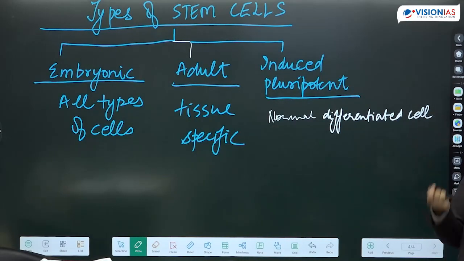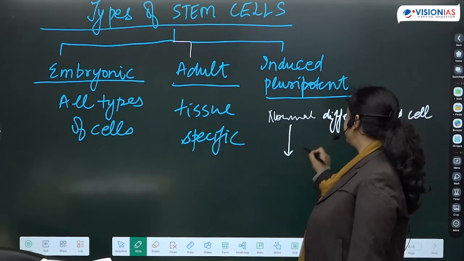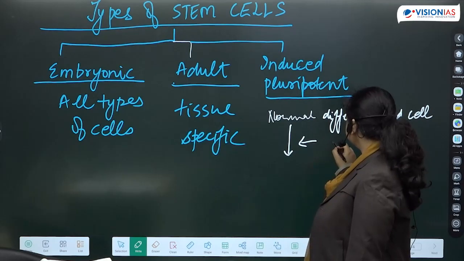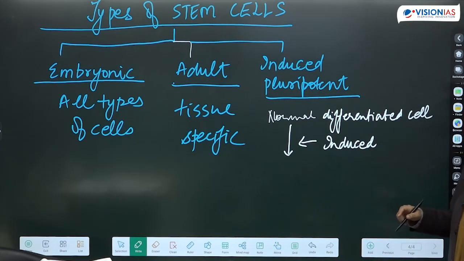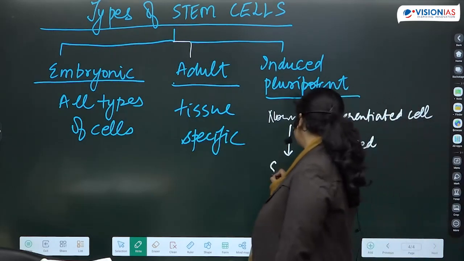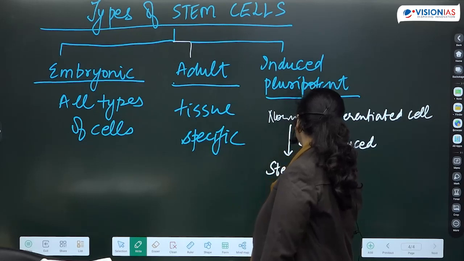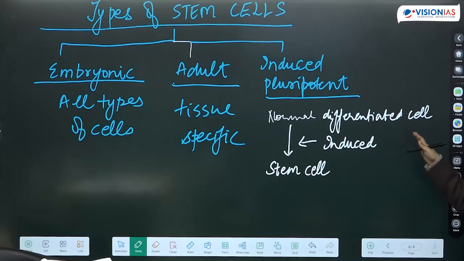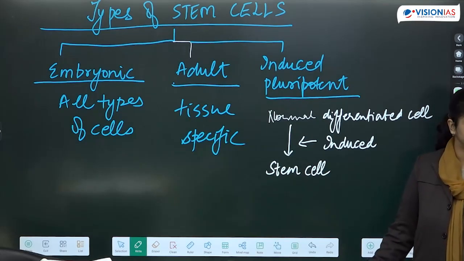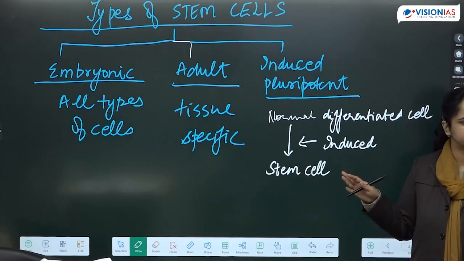So that means any cell from the body can be taken. In the lab, it can be treated. It can be induced to become pluripotent. That means it will be induced to become a stem cell. So it will lose whatever its function was. Suppose ये मसल सेल था, तो मसल सेल को लिया हमने लैब में ट्रीट किया, अब वो मसल सेल नहीं है, अब वो स्टेम सेल बन गए. ठीक है, वो मसल सेल वाला फंक्शन that is lost.